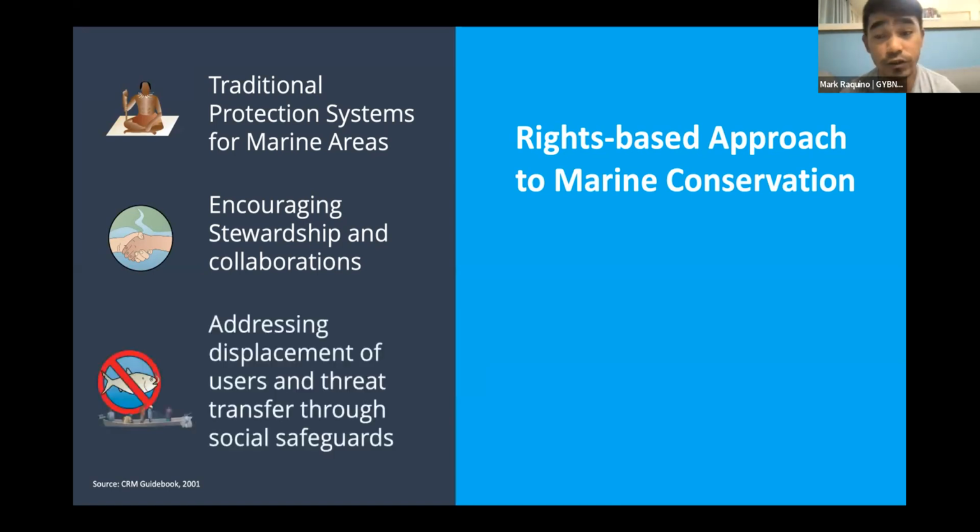And another is looking into social safeguards. In rights-based approaches to marine conservation, it is very important to look into social safeguards, especially for those who are displaced when you declare a protected area in marine, and also to really address threat transfer, because threat transfers are very dominant when you create your protected area. So you have to make sure that there are social safeguards when you do your rights-based approaches to marine conservation.